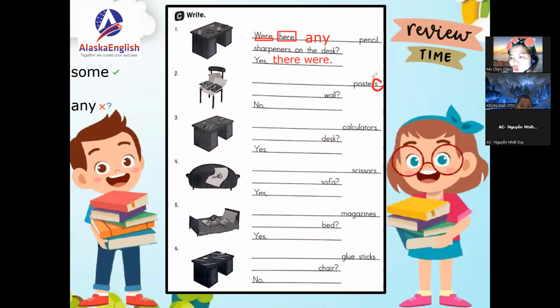Posters. All right, meaning we're going to use plural form. We're going to use were, right? Were there, how can you make a question? Were there any, because this is a question, right? Were there any posters on the wall? Yes or no?